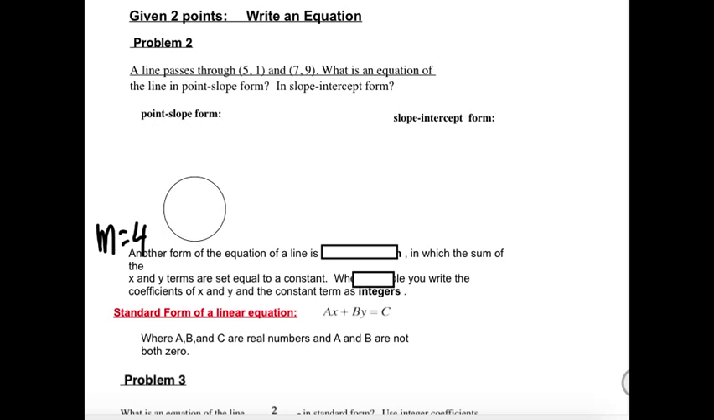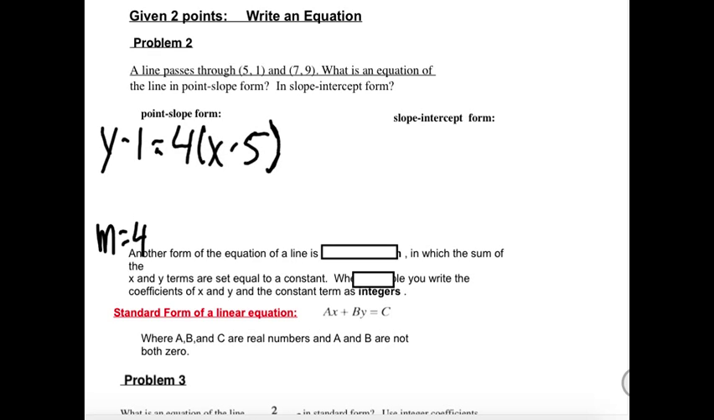Now, I have a point. I have 2 points, actually. It doesn't matter which one you use. You can use either one, and you'll notice that when we take it into slope-intercept form, you'll get the same answer. So let's start with that first point. We have our y stays. Y minus that first point, my y coordinate is 1, equals slope of 4, we said, and then x minus 5. That is our point-slope form using the first one. And if you want to use the second one, we get y minus 9 equals 4, same slope, x minus 7.